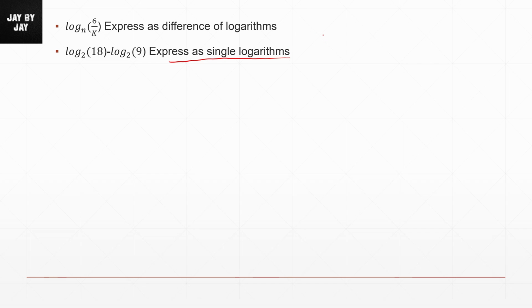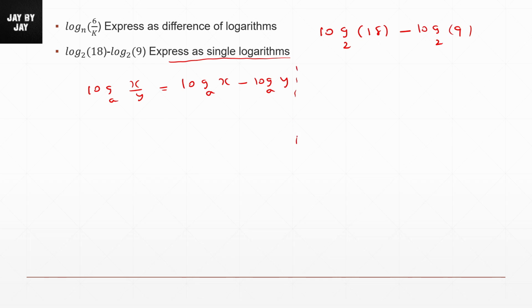Let's write it down again: log base 2 of 18 minus log base 2 of 9. What is the concept behind that? The same concept, division, right? Log base a of x divided by y equals log base a of x minus log base a of y. The same concept we need to apply.